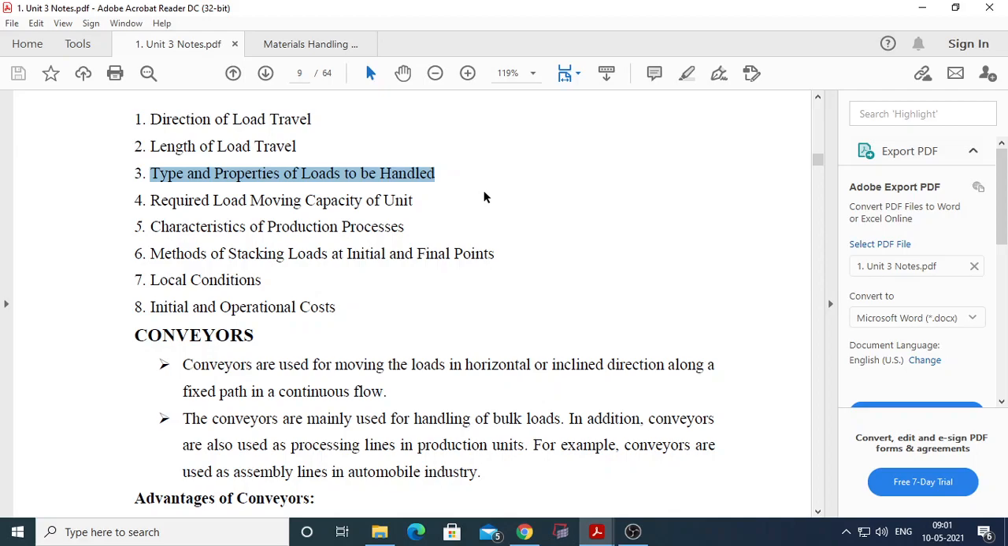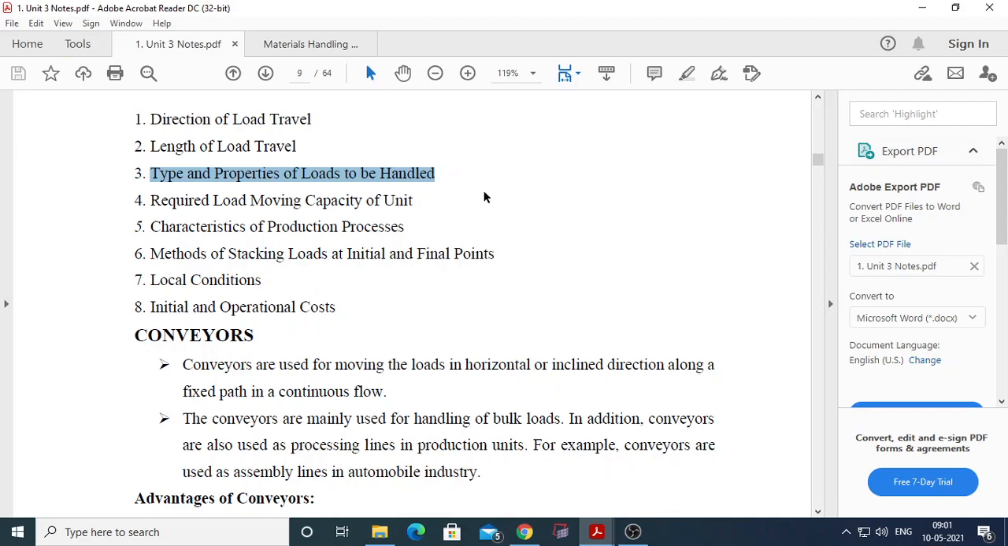That's why you have to check the type of load to be handled. First decide which type of load is to be handled, bulk load or unit load. Then check in which direction it has to travel, vertical, horizontal, or inclined. As per that, you have to choose the equipment.